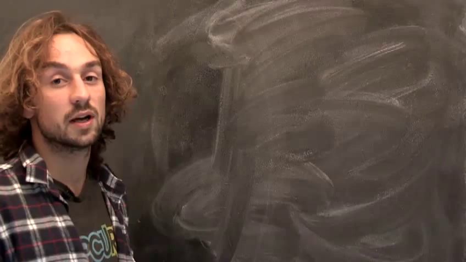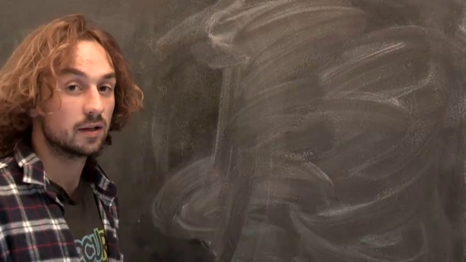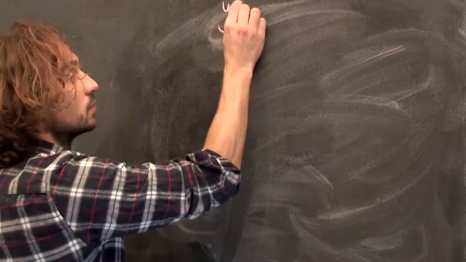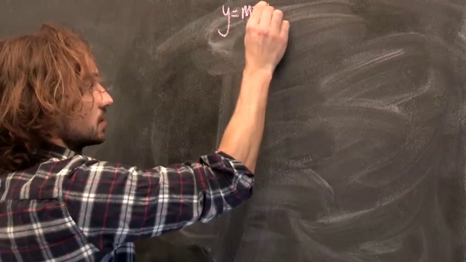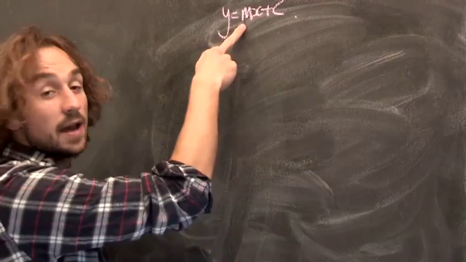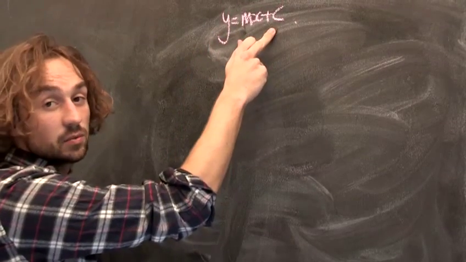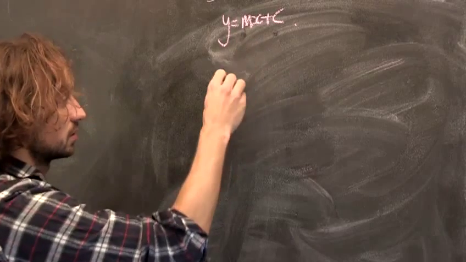In this video I'm going to show you how to find the equation of a line. Now the equation of a line is always written in the form y equals mx plus c. This m represents the gradient of your line and this c represents what's called the y-intercept, and I'll show you what that looks like on a graph.